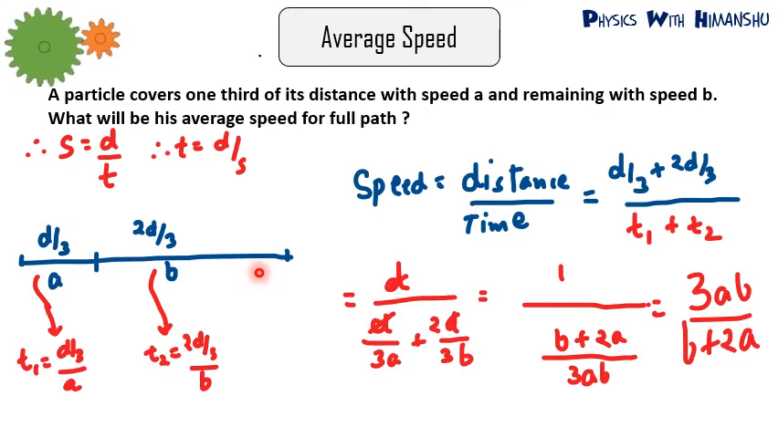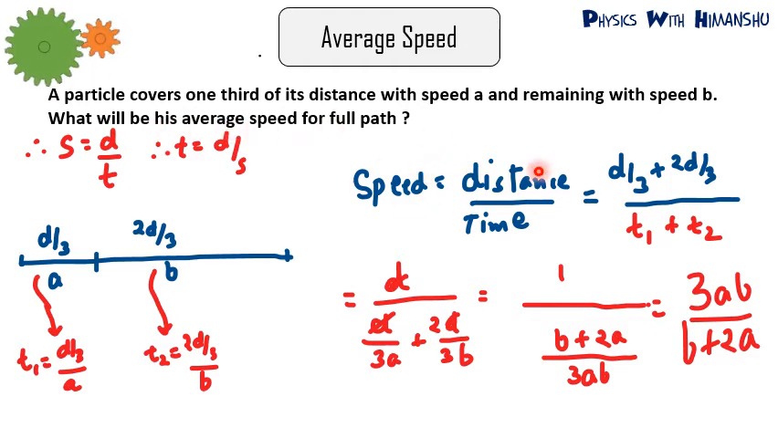Okay, now we'll come to another question. Now this question covers a lot more basics, like average speed is equal to total distance divided by total time. So a particle covers 1/3 of its distance with speed a, and the remaining, 2d by 3, with speed b. So what will be the average speed for the full path?